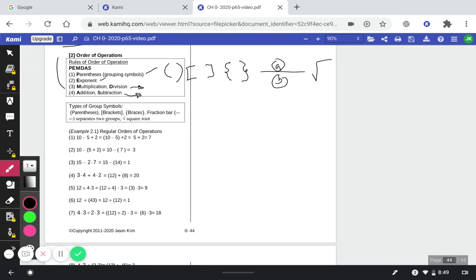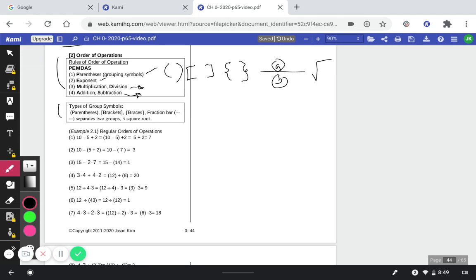Now the last order of operations is addition and subtraction. Addition and subtraction has the lowest order of operations. That means you do this one last, unless all other orders are not there. And if you have only addition and subtraction, again, addition and subtraction is the same level. So what you do is you do left to right order. Okay.